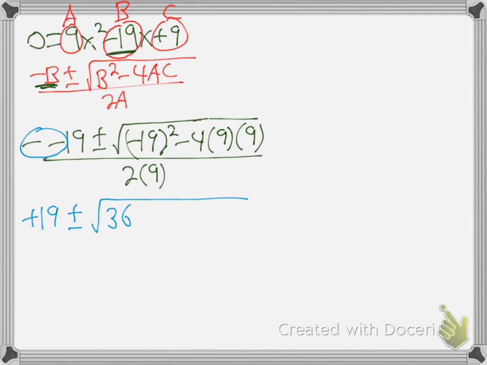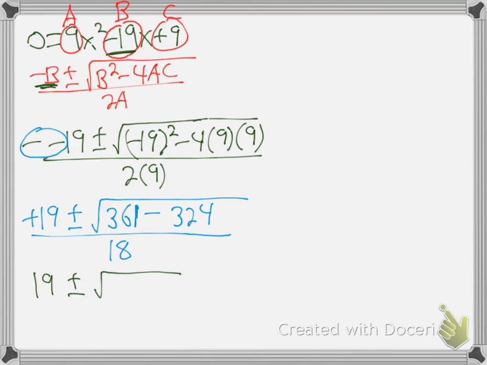Okay. 361 minus 81 times 4. 4 times 9 times 9 is 324, over 18. Okay, that's 19 plus or minus the square root of, what is that, 37? Okay, over 18 there.